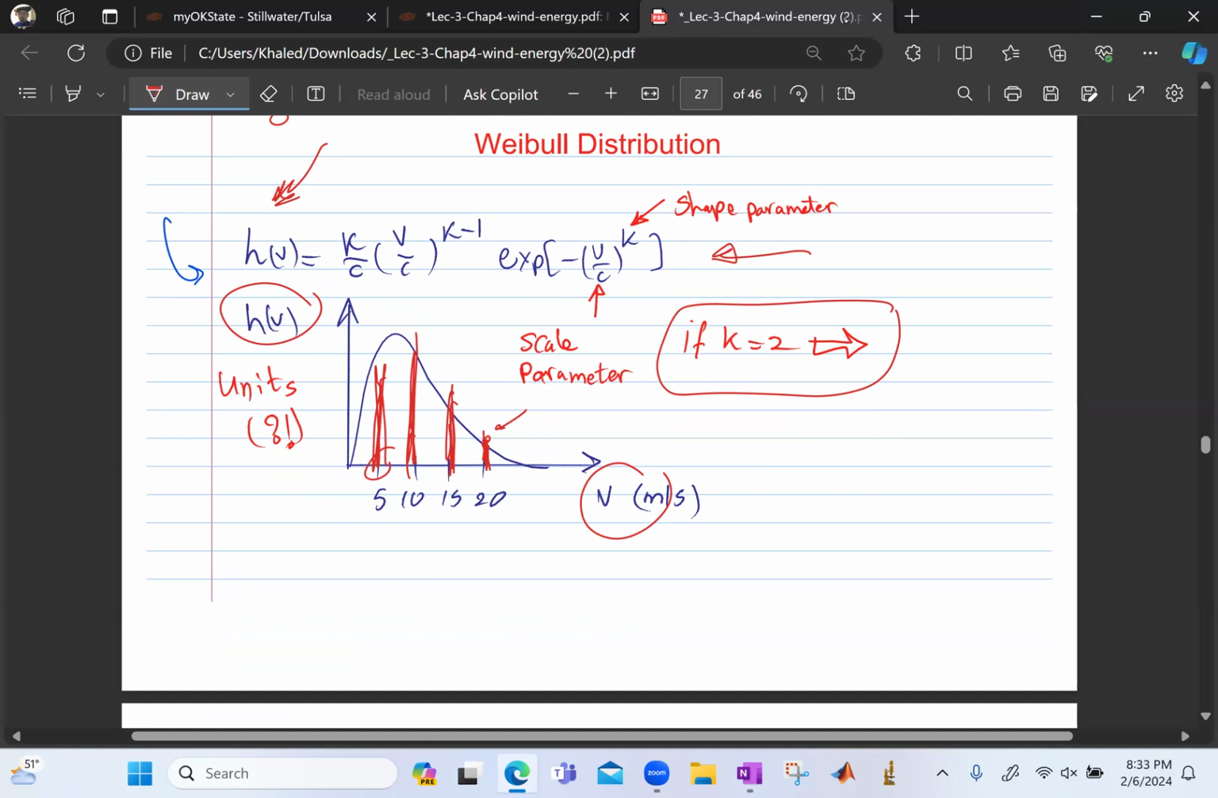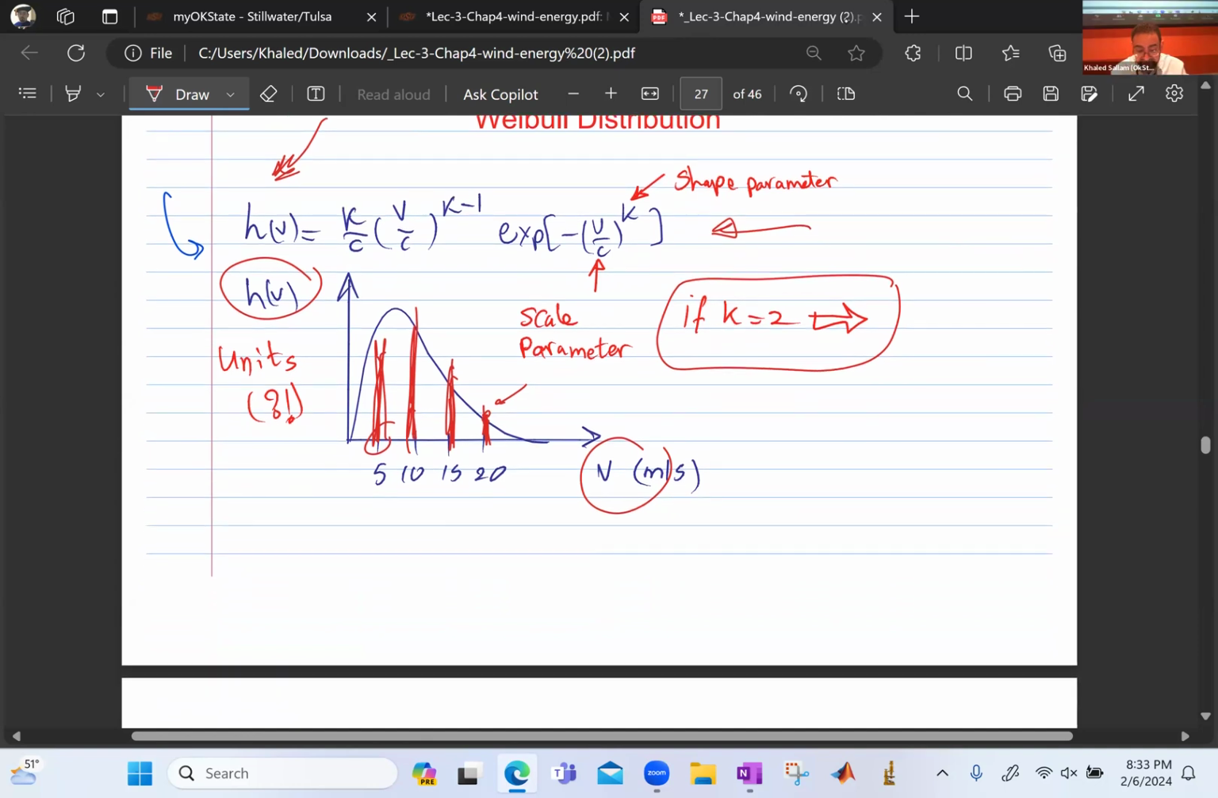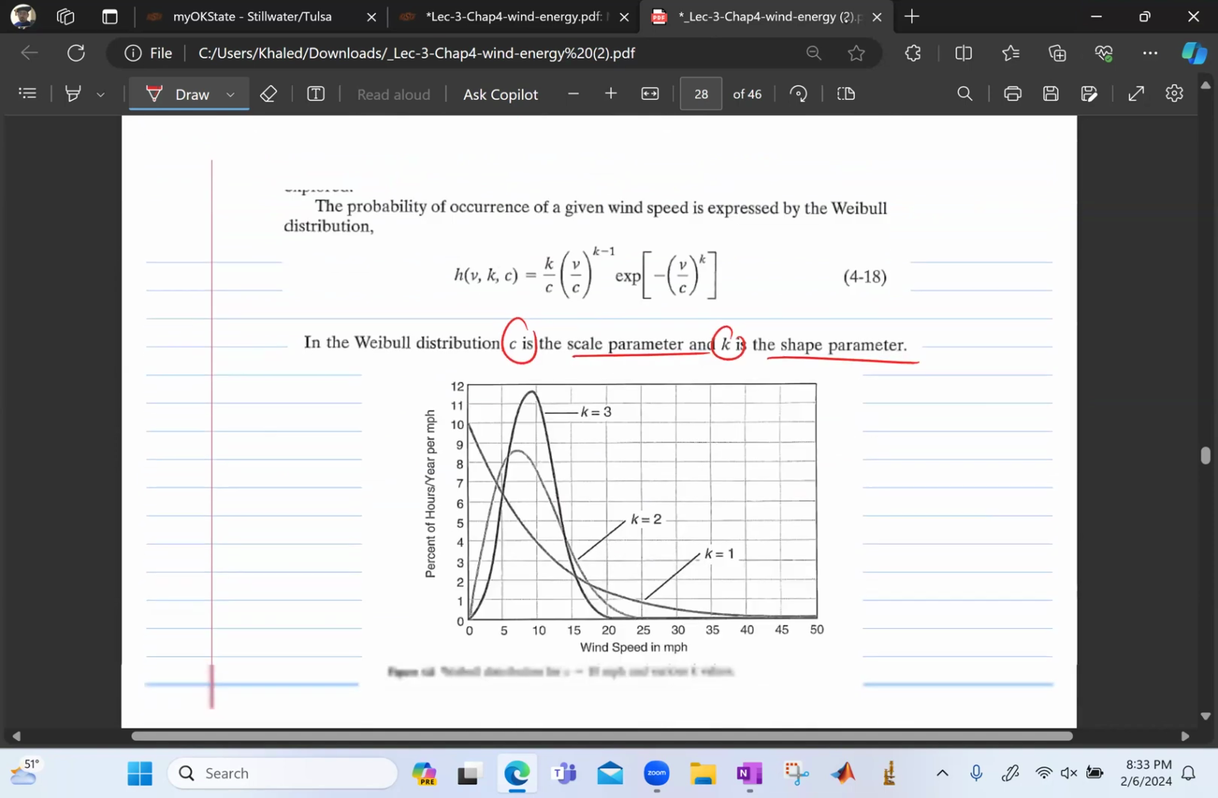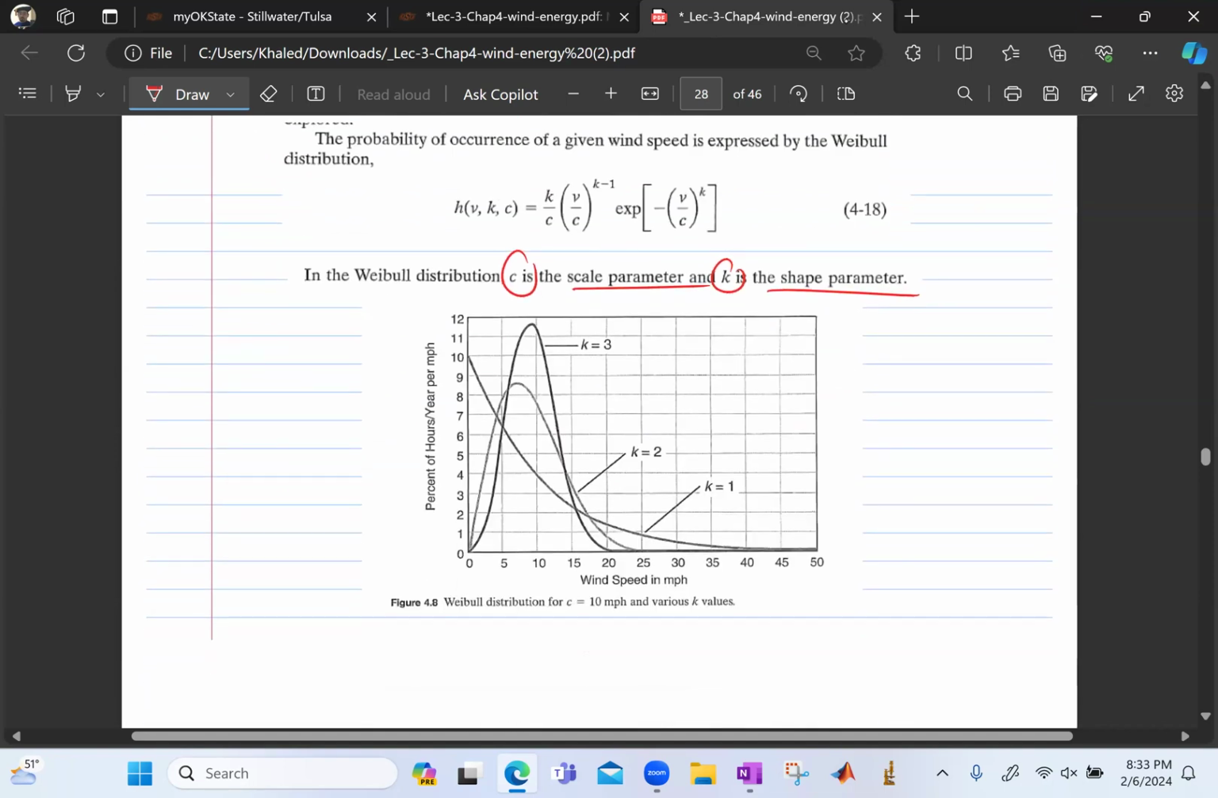And C is the scale parameter, and it's in meter per second. And so you can tell that C will move the peak of the curve, and the K will flatten the curve or will spike it with those two numbers. Okay. So like here, look at this. Here is K3, here is K2, and here's K1. So with K1, the curve is flat. K2, K3 is more spiky.